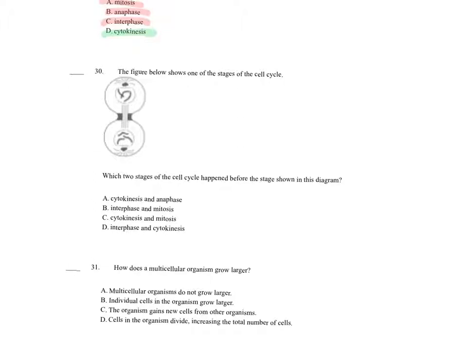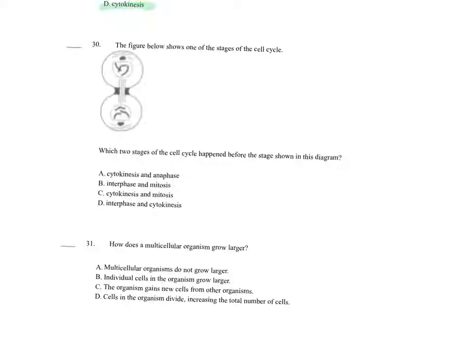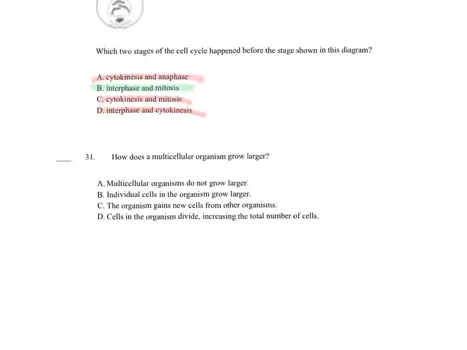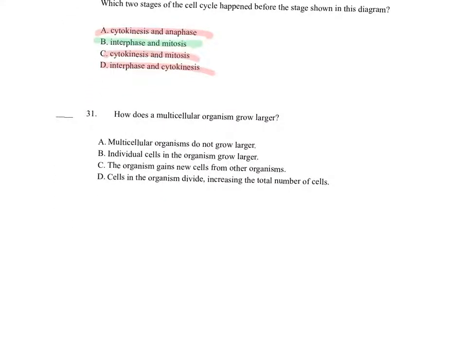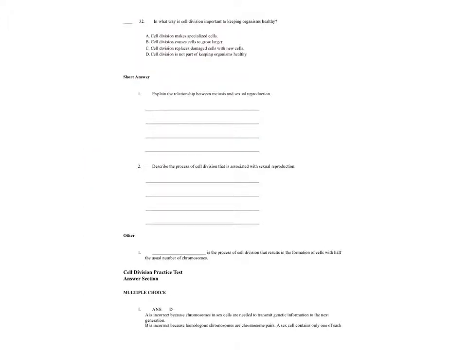The figure below shows a stage of the cell cycle. Which two stages of the cell cycle happen before the stage shown in the diagram? B, interphase and mitosis happen before this. The rest of these are wrong. How does this multicellular organism grow? D, more cells. Are we clear on that? Again, most of these questions, easy as pie.